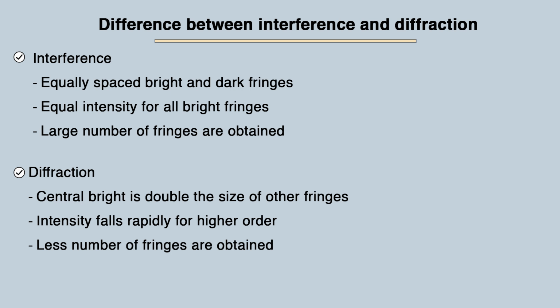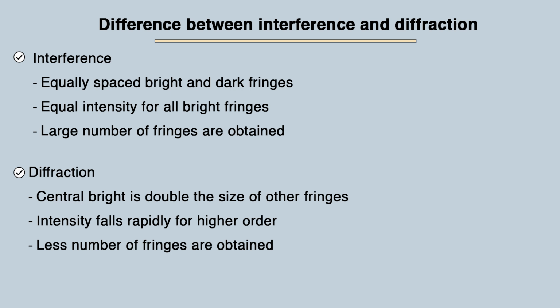In an interference pattern, especially, there are equally spaced bright and dark fringes. The intensity of all the bright fringes and the dark fringes is identical, and a large number of fringes can be obtained. So, this is the difference between the fringes. All the fringes have equal intensity as well as equal spacing.